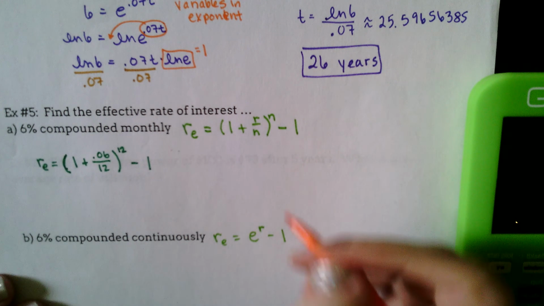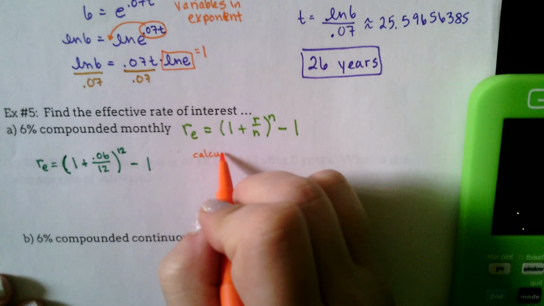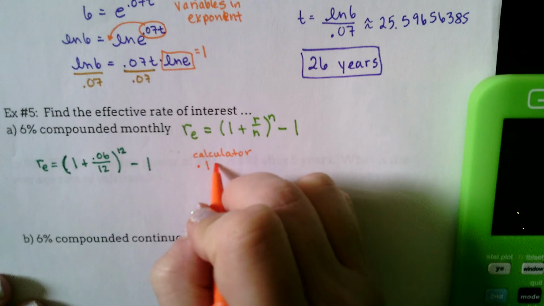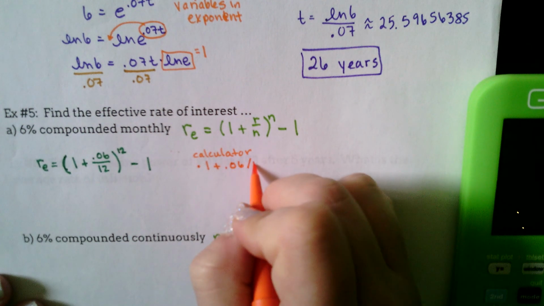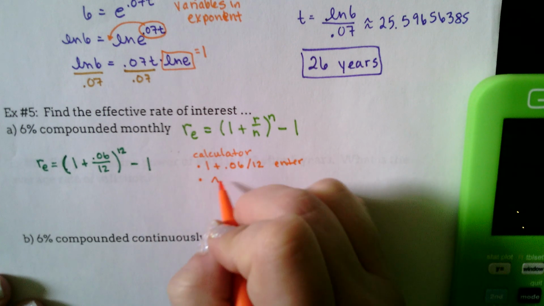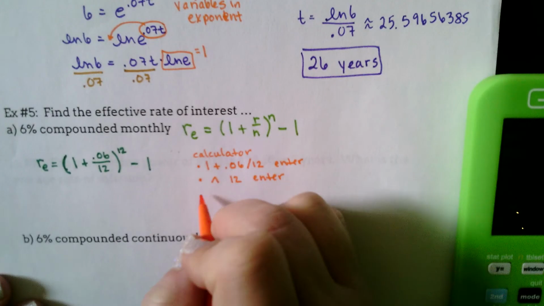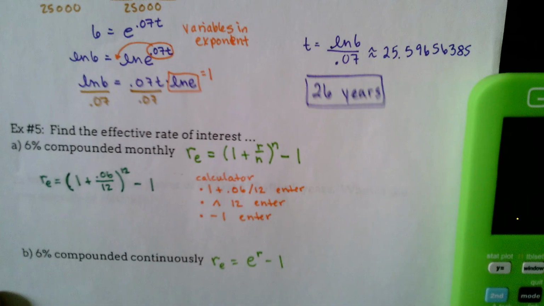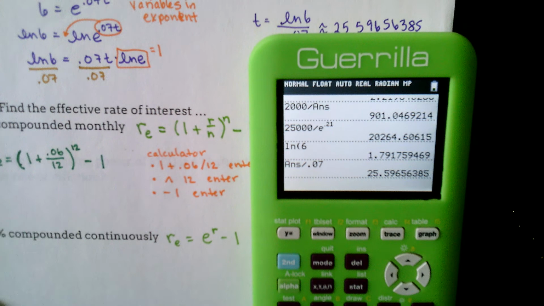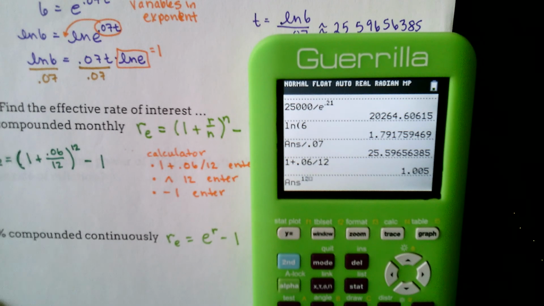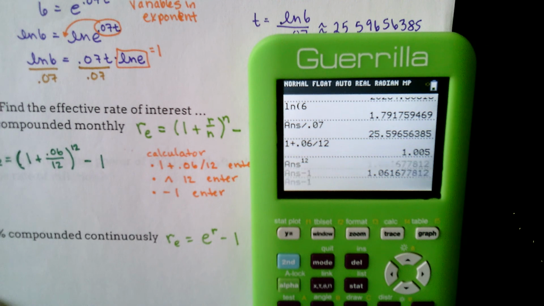So in my calculator, I would do 1 plus 0.06 divided by 12, and then enter. And then I would raise that to the power of 12, and then enter. And then I would subtract 1, and then enter. That's how I'm going to put that in my calculator. So 1 plus 0.06 divided by 12, enter, to the power of 12, enter, subtract 1, enter.